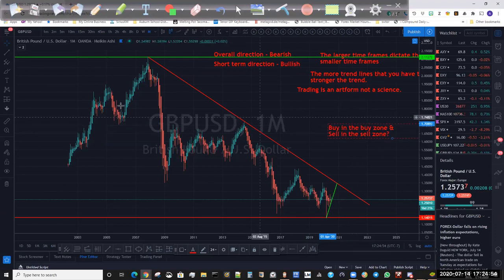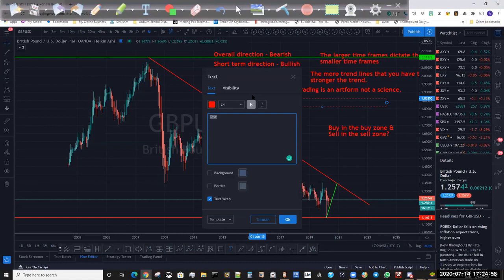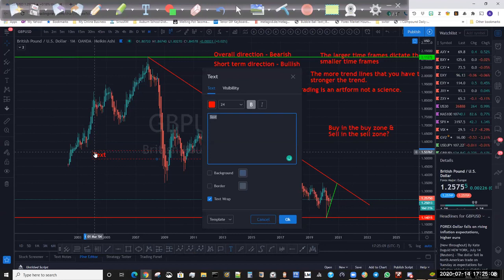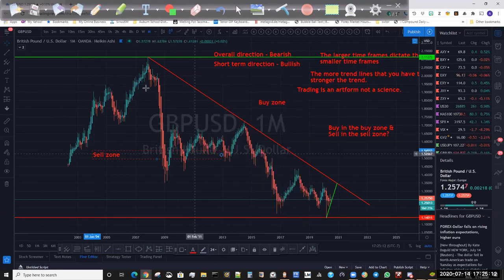Over here above this line, we know that this is the buy zone because we are in a downward trend. We know that everything on this side is the sell zone. Okay, because this is the downward trend. That's the simplicity of that. But we got to get even more clear in what we're doing.